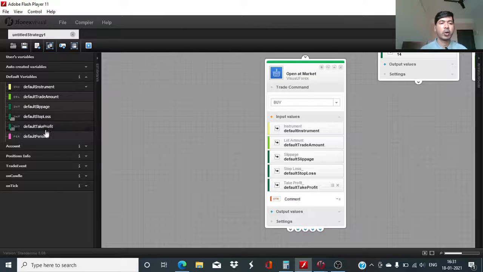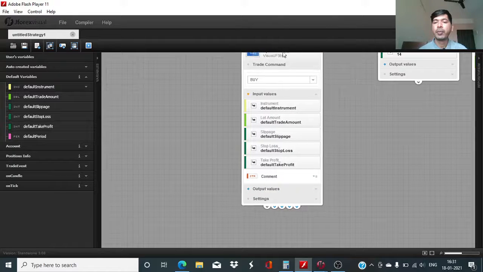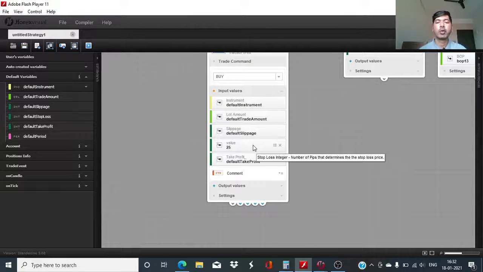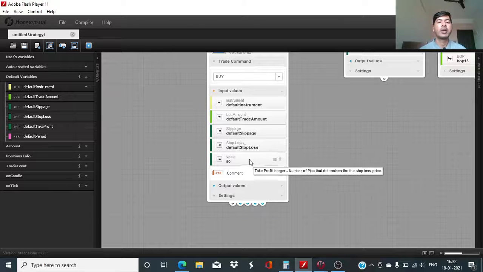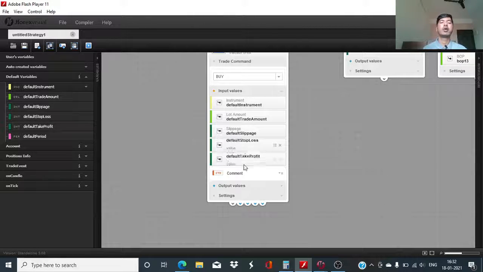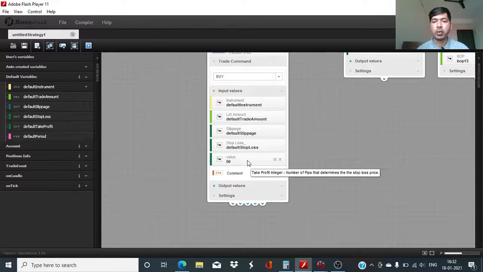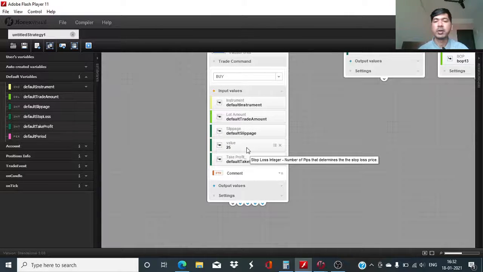Coming to the stop loss and take profit, we have these two input parameters, and when we place the order, we also have to place the stop loss and take profit order. These are the default values which are visible to you. The default take profit is defined at 50 pips. The default stop loss value has been defined at 25 pips.